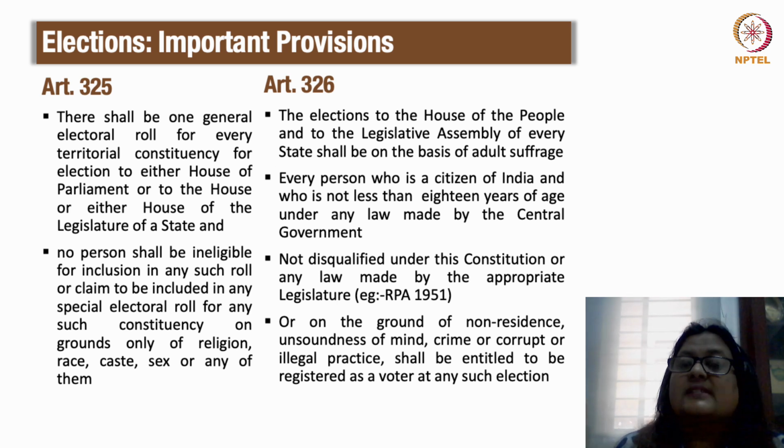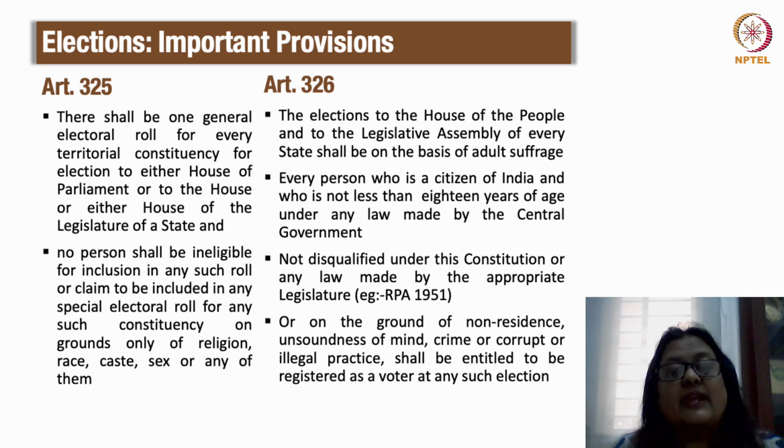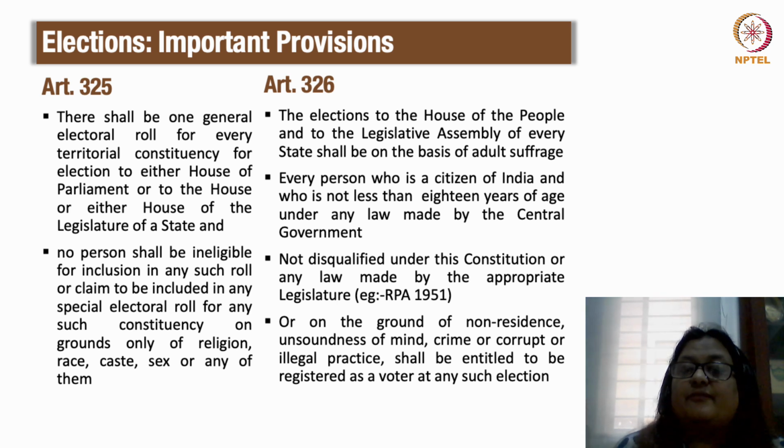For example, a citizen of India who is not less than 18 years of age, under any law made by the central government, is eligible to vote either in the state legislature, the Parliament, or any of the elections conducted for the local bodies. He should not be disqualified under the Constitution or any law made by the appropriate legislature. For example, if the Representation of the People Act of 1951 makes any provision for disqualification to vote, then he shall be disqualified from voting.